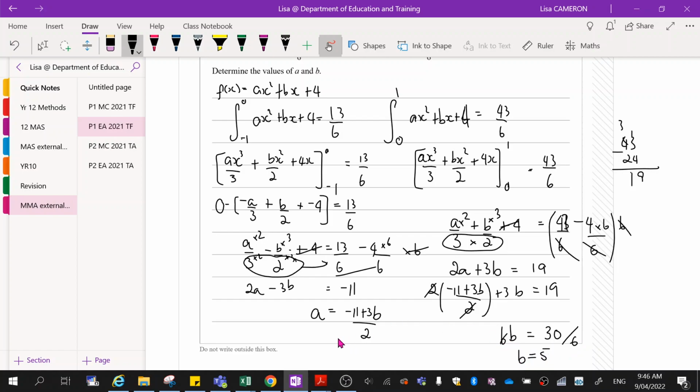Next thing that I need to do is substitute b back in over here, and that's going to give me my final answer. So negative 11 plus 3 times 5, over 2. 3 times 5 is 15, minus 11 will make 4. 4 divided by 2 is 2. So now I found that a is equal to 2, b is equal to 5.